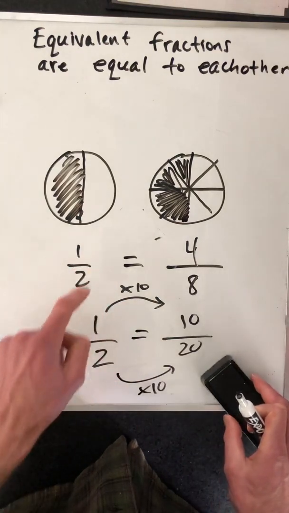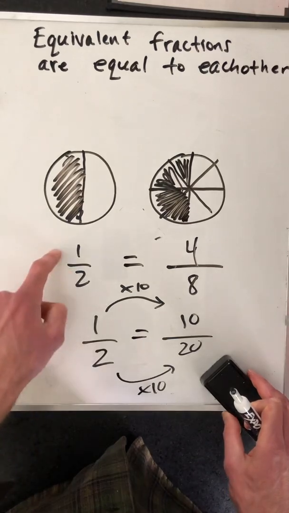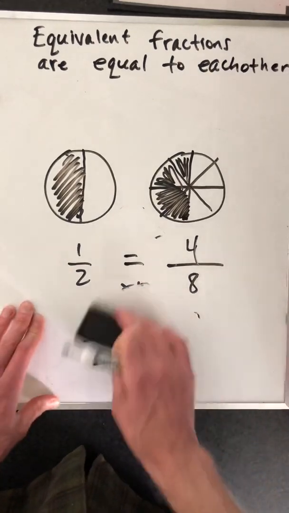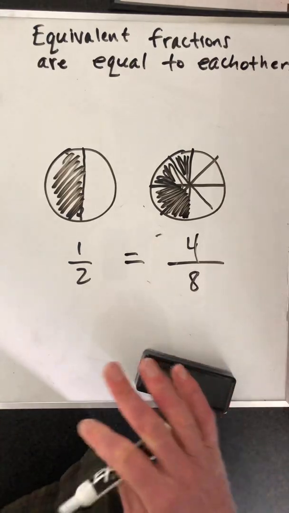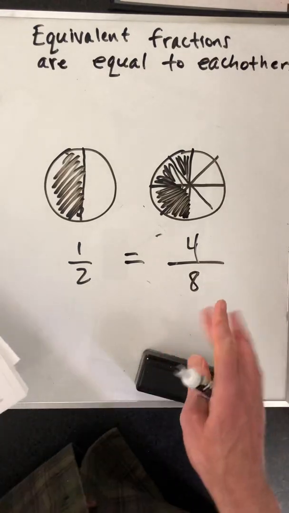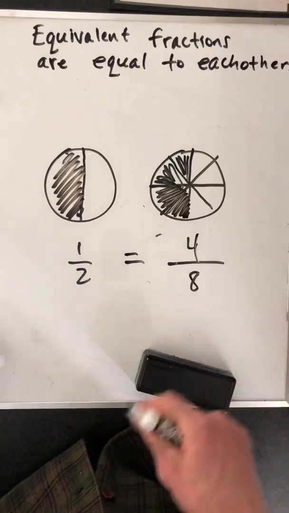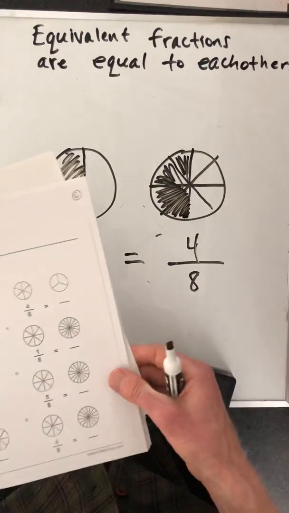Whatever you do to the top number, you do to the bottom number. Or whatever you do to the bottom number, you do to the top number. That's just something to think about as we go forward, but you don't have to do that today. If that seems confusing, like, Daniel, you're going too fast, don't worry about it, just slow down. We'll be doing that later.